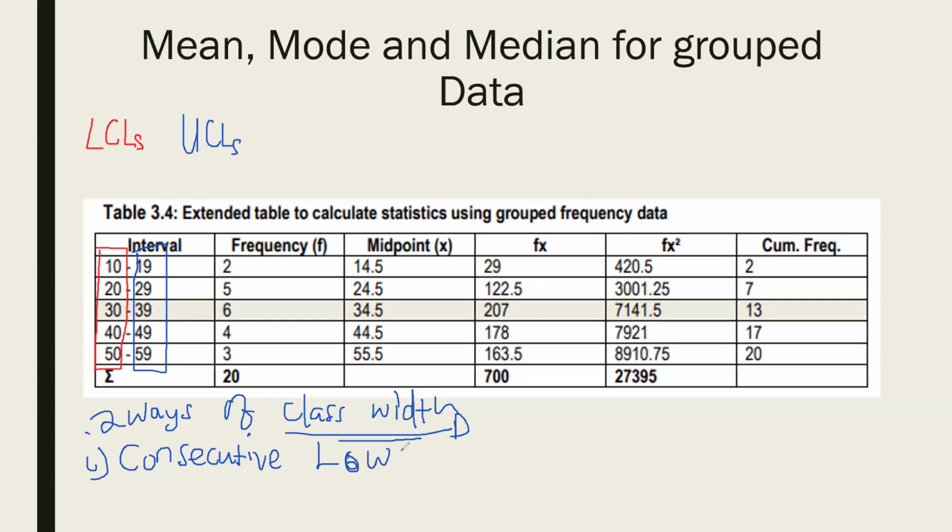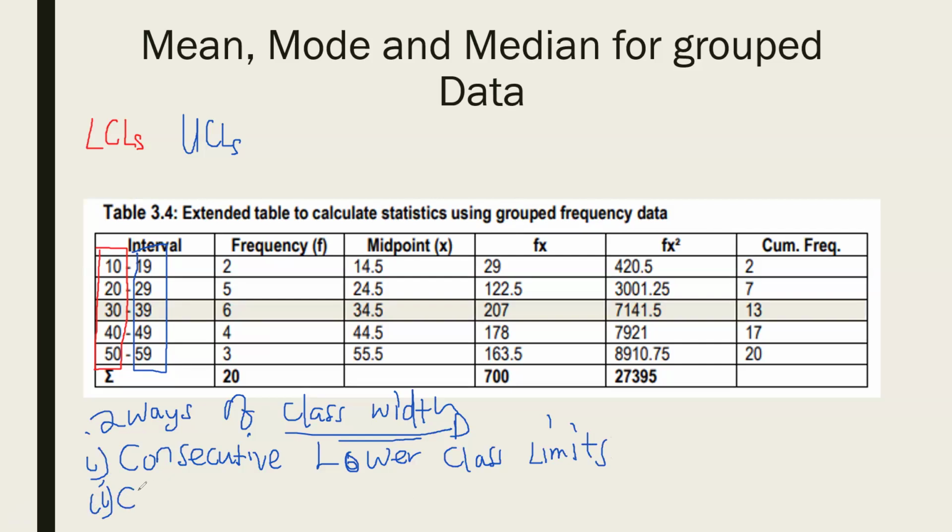Consecutive lower class limits. Don't worry, I'm going to explain what it is. Then the second method, so you choose either or. There are two ways of calculating the class width, so you have to choose one. I'm giving you both of them so that you can choose whatever you want.